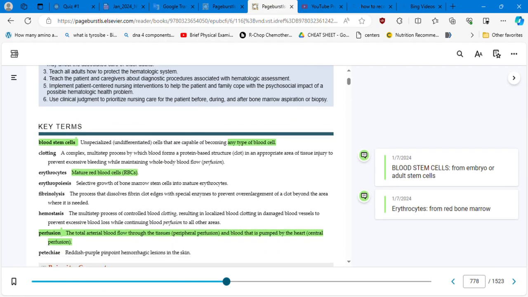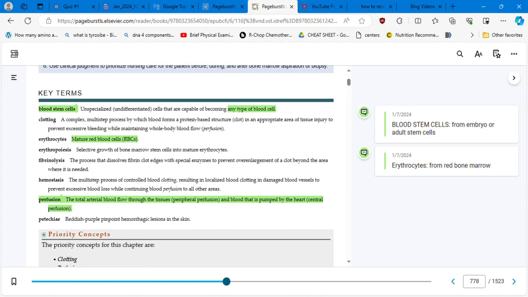So the key terms we need to be familiarized with are blood stem cells, which are unspecialized and undifferentiated cells that are capable of becoming any type of blood cells. Blood stem cells come from embryo or adult stem cells. Those coming from the embryo are called pluripotent. We are going to see that in the diagram ahead. Then you already know the meaning of clotting.